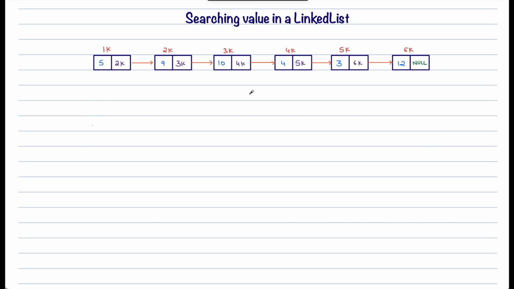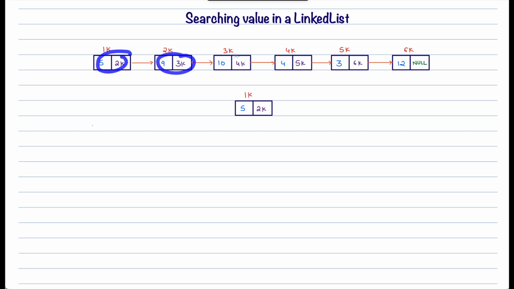Now this is nothing but a single linked list, and why do we call it a single linked list? I'll tell you in a bit. These are nothing but the trails of data. The data is 5, 9, 10, 4, 3 and 12. Now if I focus only on one node, the node is nothing but this one.